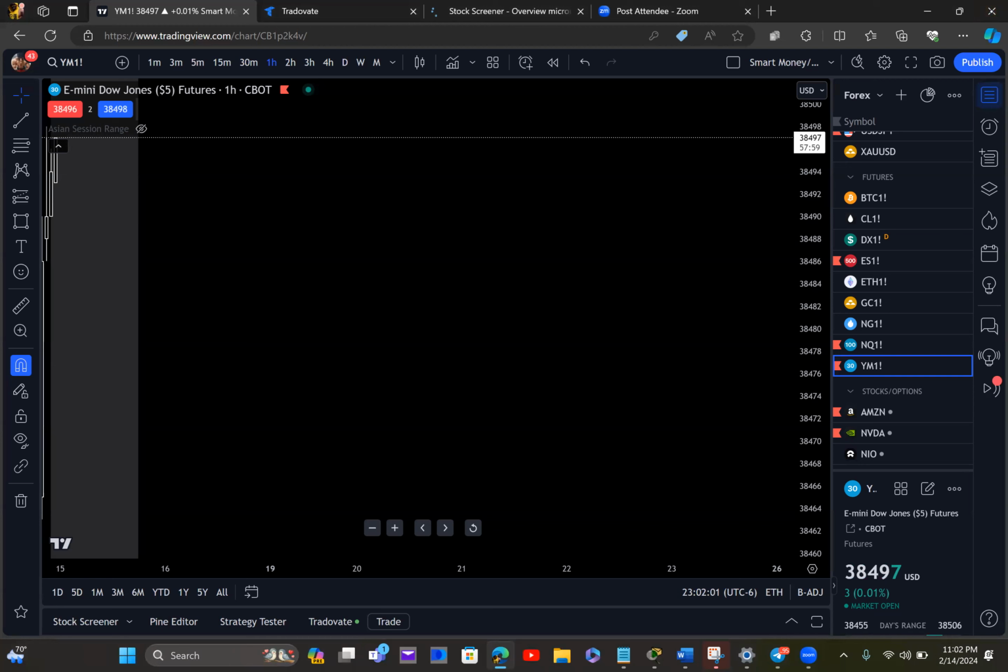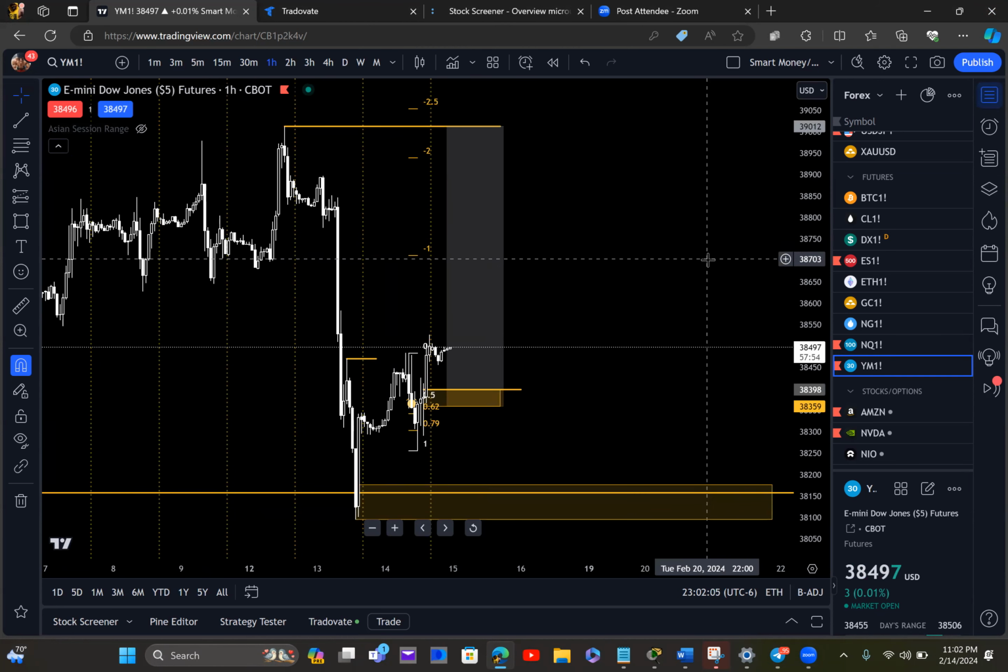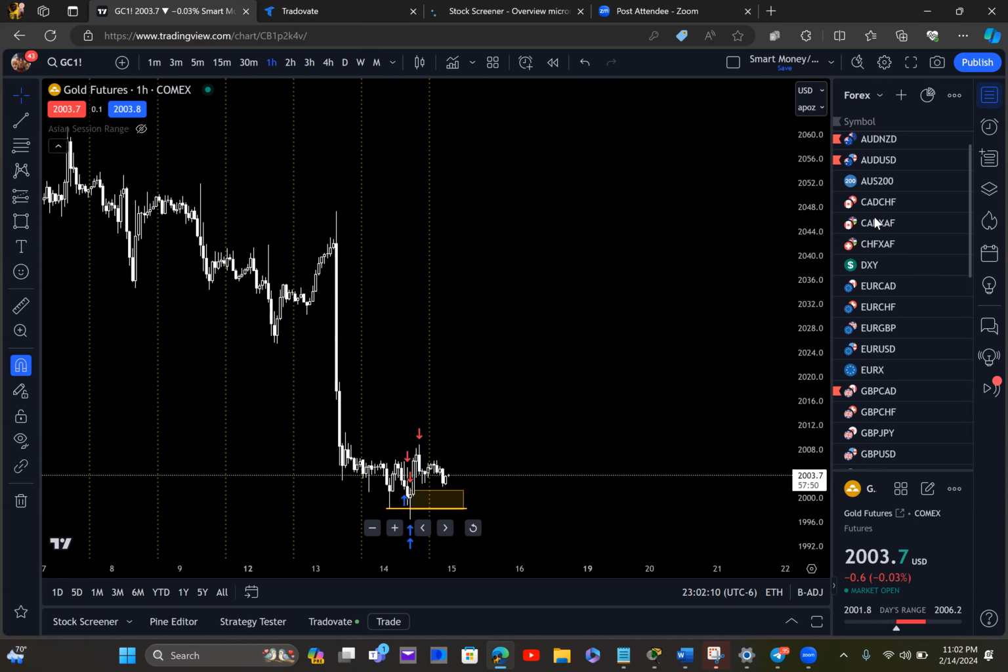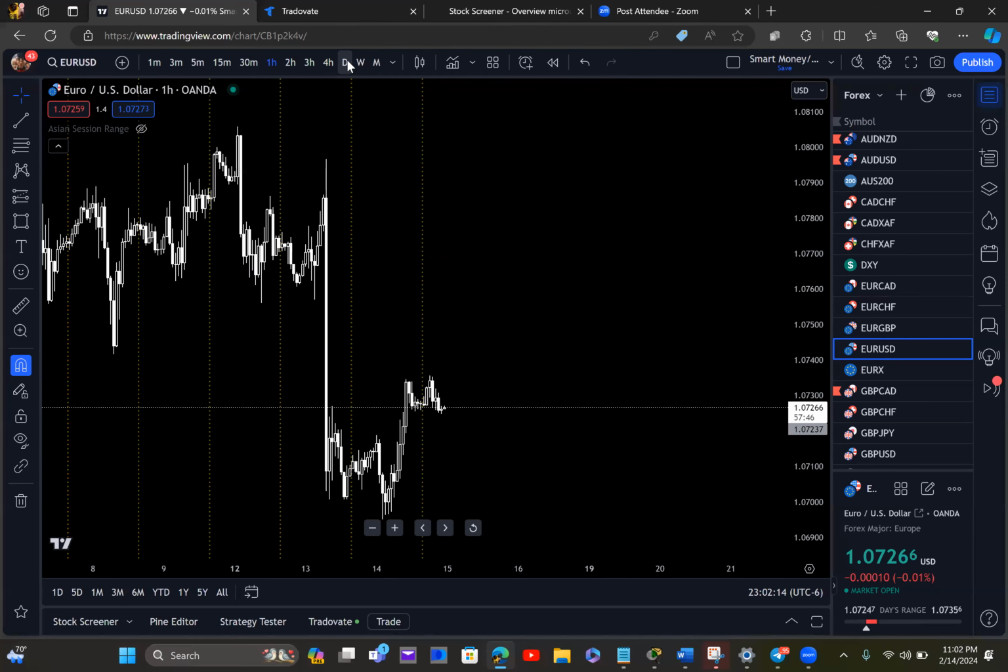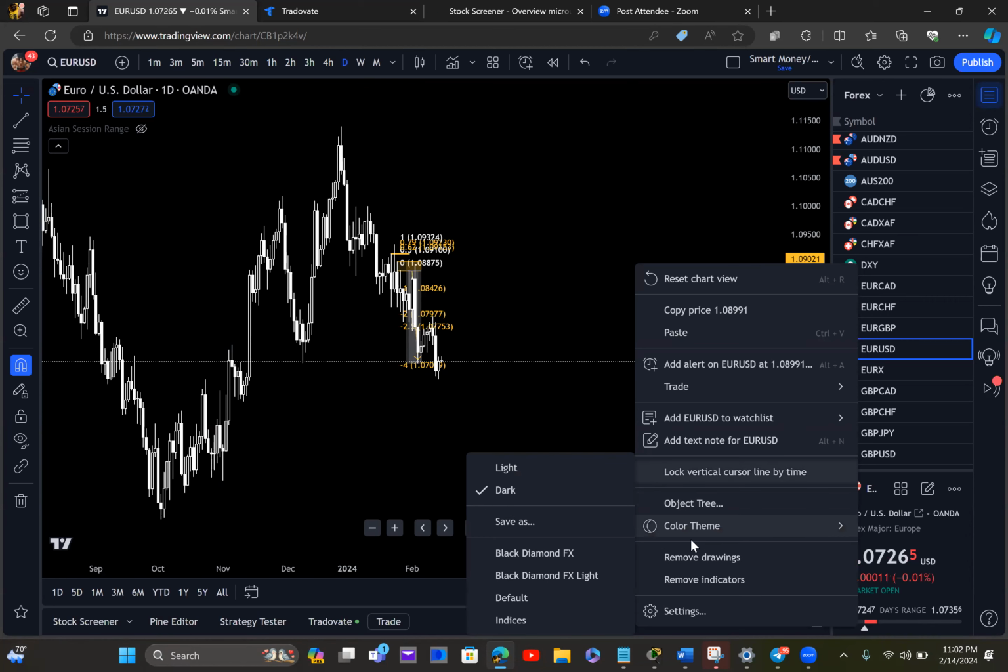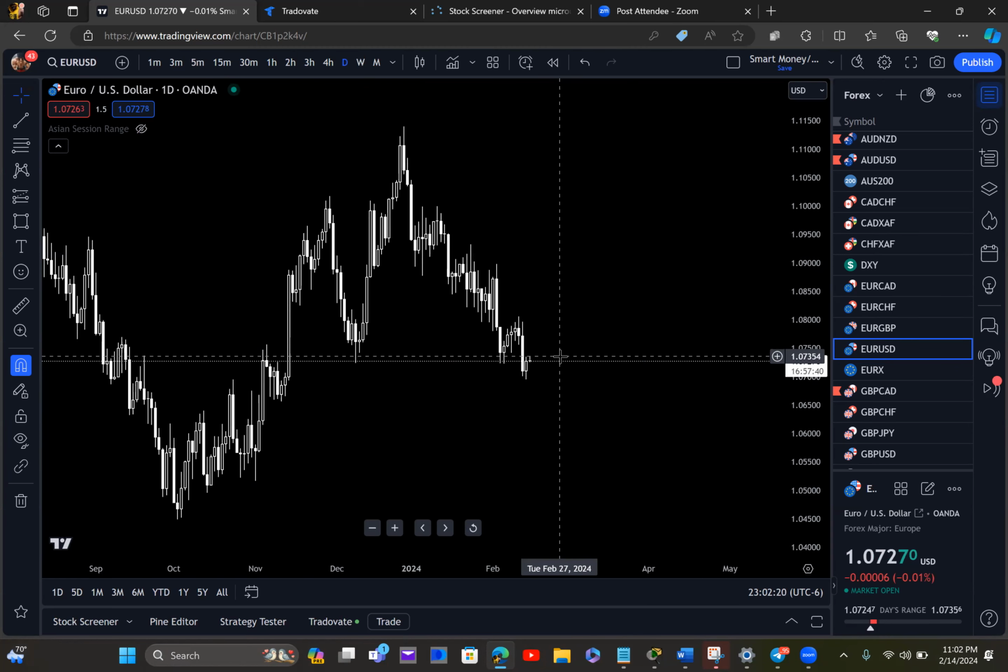And I'm going to show you guys exactly what I'm talking about. Let's look at a Forex pair right quick. Let's see, EUR/USD. I'm going to go to the daily time frame. Remove drawings. So check this out.